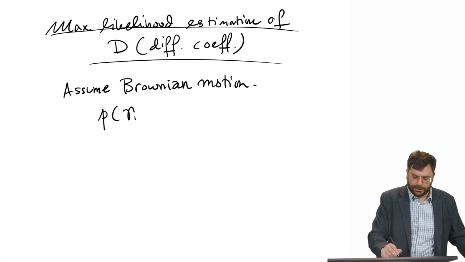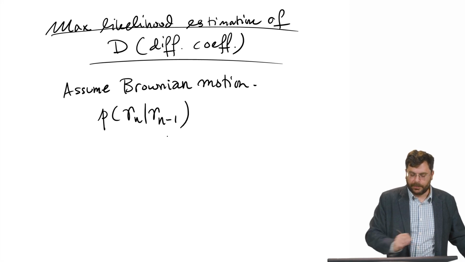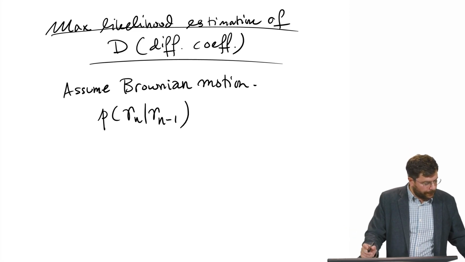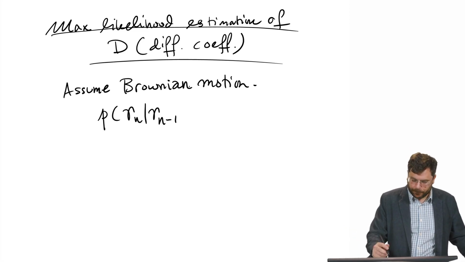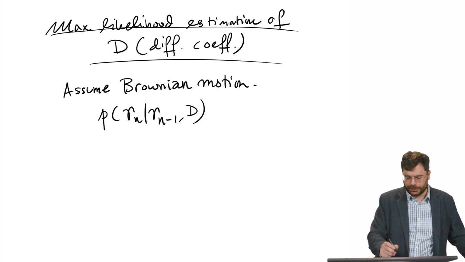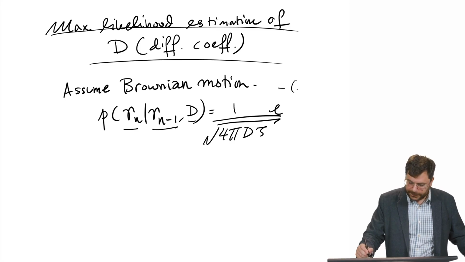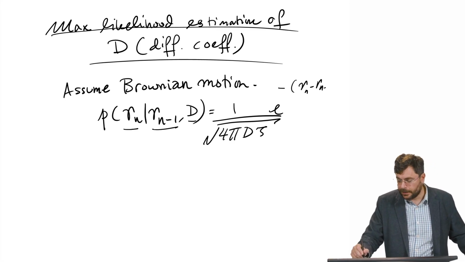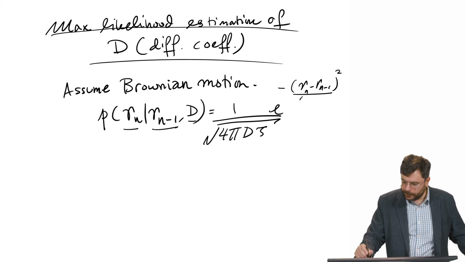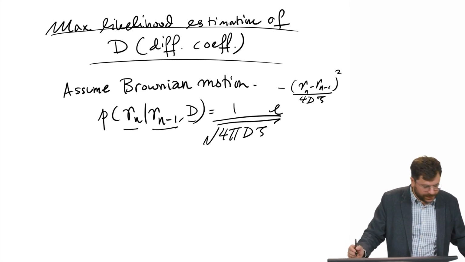Then we have a P of R n conditioned on R n minus 1. I know I've written it out as R n plus 1 conditioned on R n, but that's the same thing. And I should be a little bit careful. And D, the diffusion coefficient. So my future position depends on my previous position and my diffusion coefficient. And if I normalize my Gaussian properly, I have here a 4 pi D tau, and I multiply by the Gaussian, so R n minus R n minus 1 squared divided by 4 D tau.